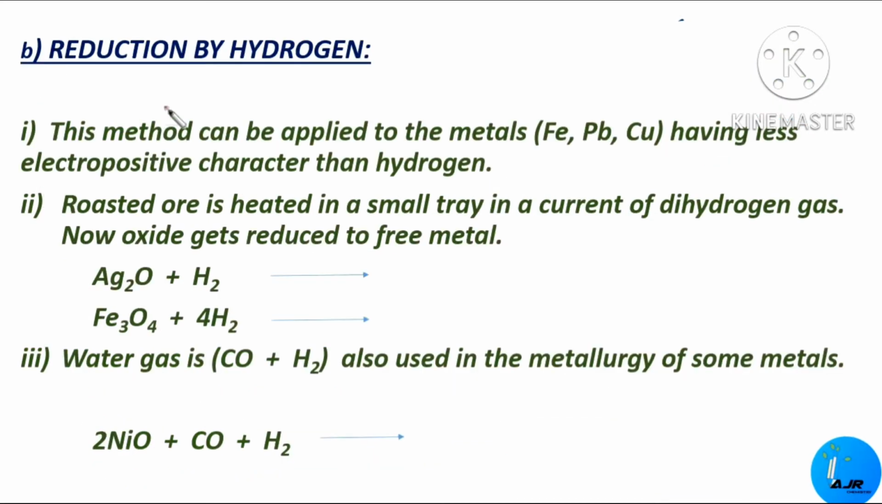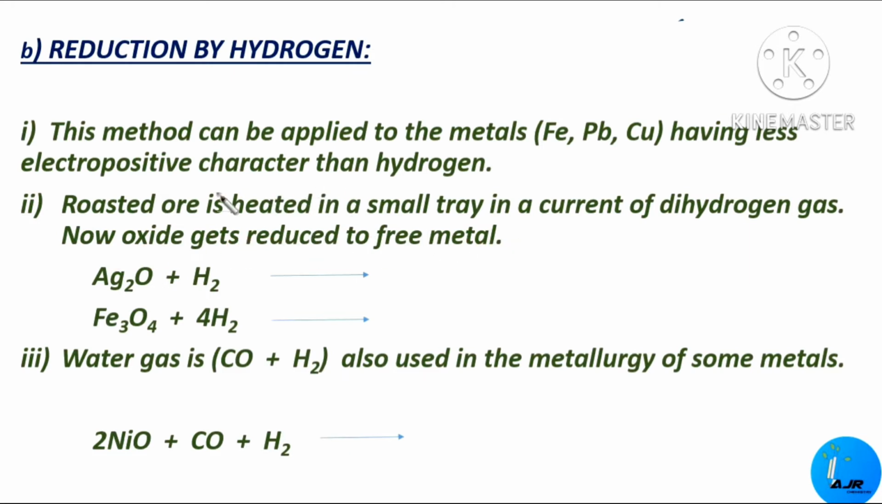So the next method is reduction by hydrogen. Actually, this method can be applied to those metals like iron, lead, and copper, which have less electropositive character than that of hydrogen. Only to this type of metals can we apply this methodology, that is reduction by hydrogen. What is done during this reduction is the roasted ore is heated in a small tray in a current of dihydrogen, H2. Now the oxide gets reduced to free metal.